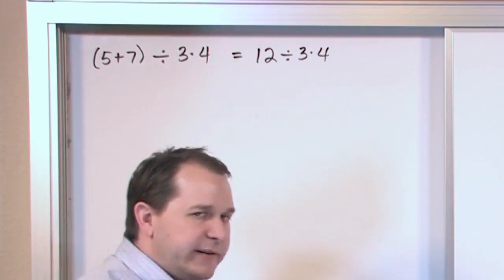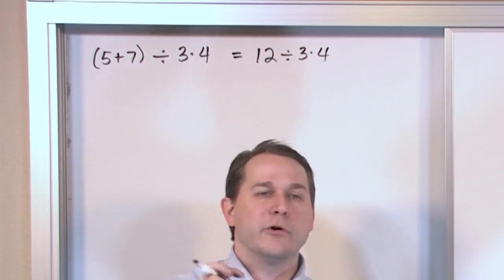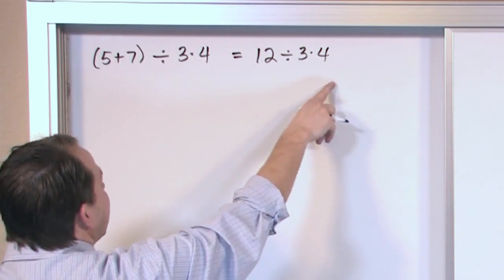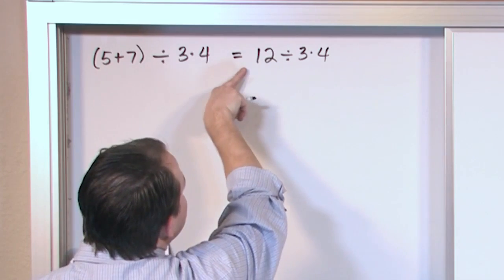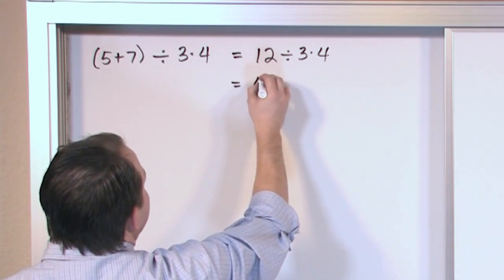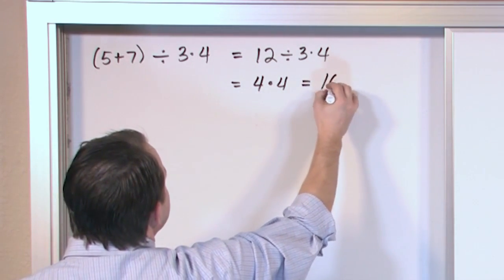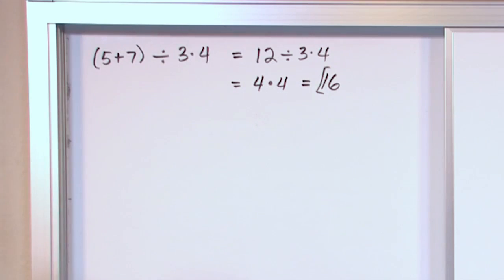So we look for parentheses first here. We don't have any parentheses left. We don't have any exponents. So we look for multiplication and division. And in fact, we have multiplication and division on the same level, so we do them left to right like reading a book. 12 divided by 3 is 4. We still have to multiply by 4 at the end. 4 times 4 is 16. And 16 is the answer.